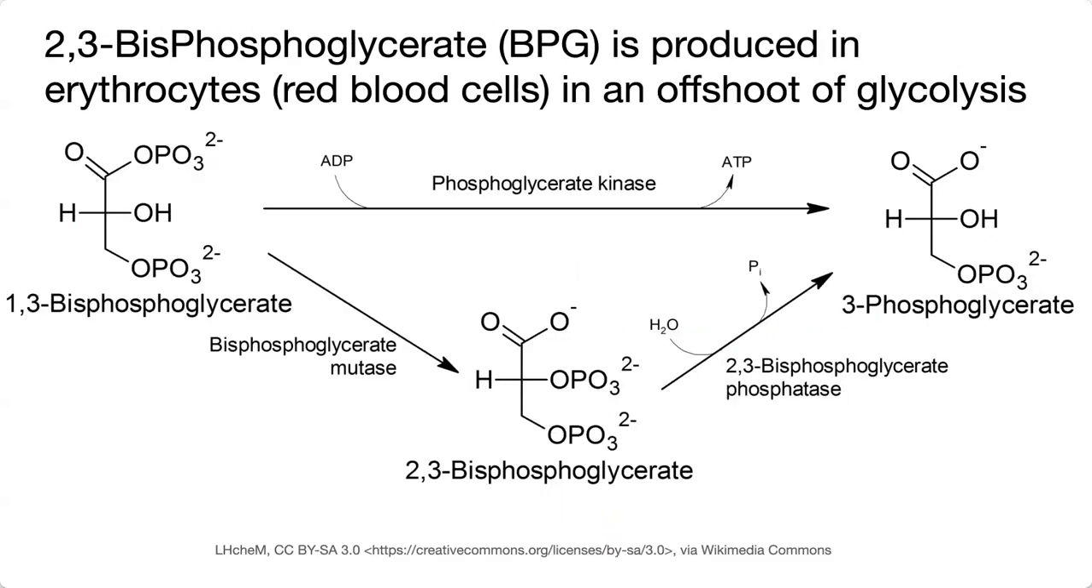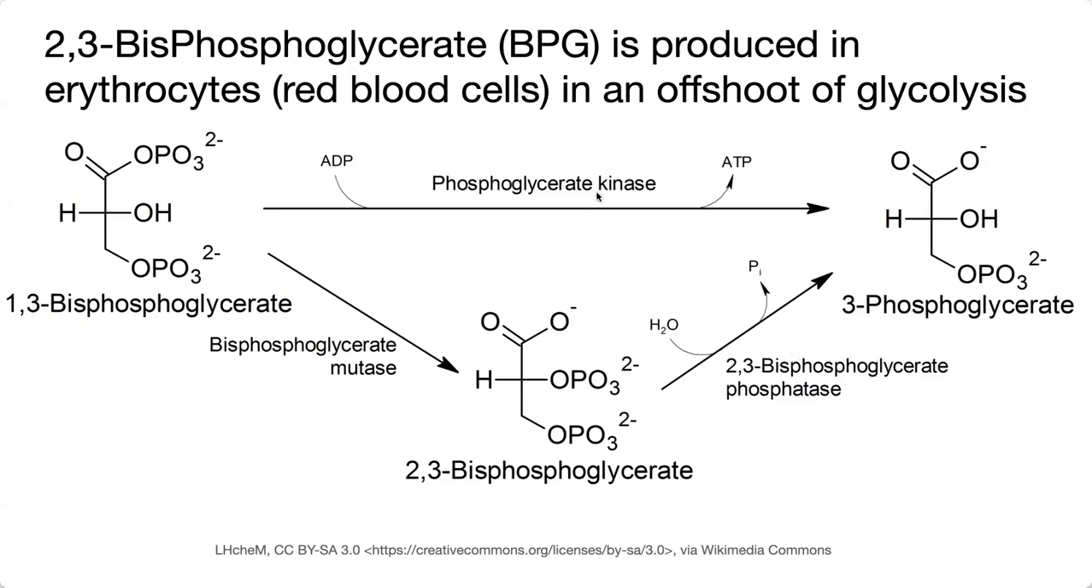That 2,3-BPG is produced in your red blood cells in an offshoot of glycolysis, where instead of going through that phosphoglycerate kinase step, the 1,3-BPG is actually going to go and be converted into 2,3-bisphosphoglycerate by this enzyme, bisphosphoglycerate mutase. So that's going to give you your 2,3-BPG, and that can then be used to regulate the hemoglobin. It can then be converted back into 3-phosphoglycerate by 2,3-bisphosphoglycerate phosphatase in order to keep going in glycolysis.